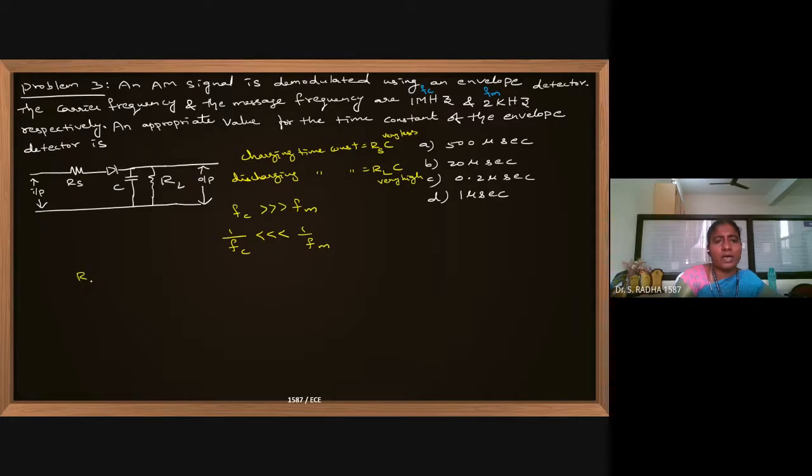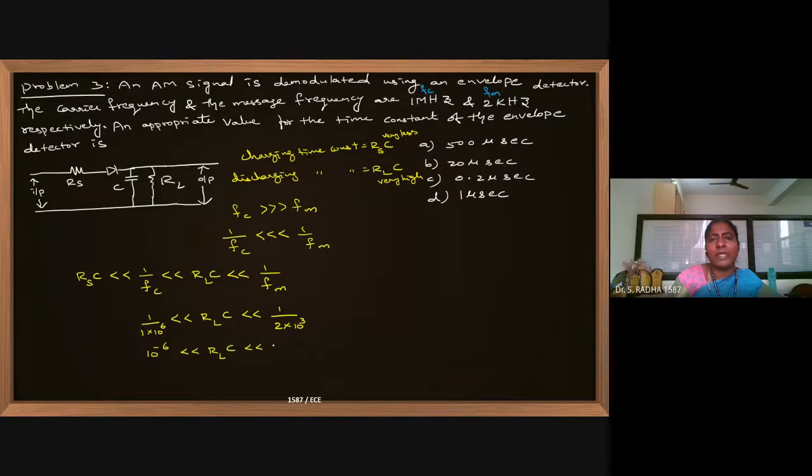Based on that, Rs into C is less than 1 by FC, which is less than RL into C, which is less than 1 by FM. Already we have the FC and FM values. So 1 by FC means 1 by 1 mega, mega means 10 power 6. It is less than RL into C, and it is less than 1 by 2 kilo, kilo means 10 power plus 3. So this is 10 power minus 6 less than RL into C, less than 1 by 2, which is 0.5 into 10 power minus 3.